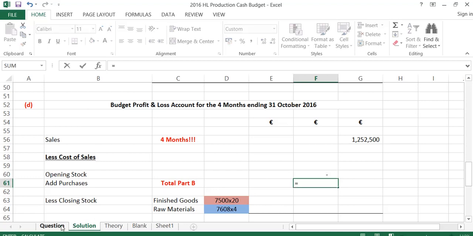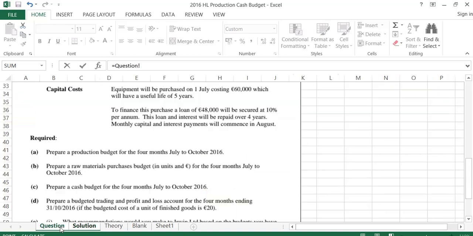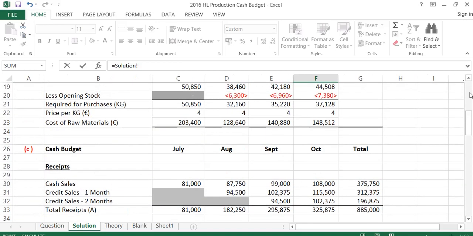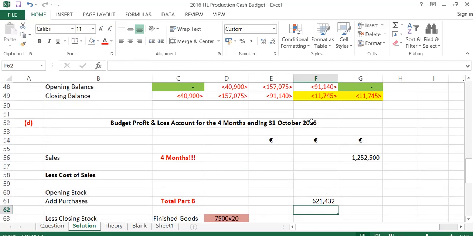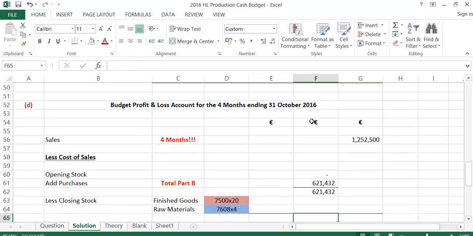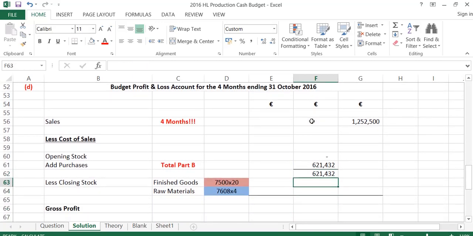For my purchases, I'm going to get from above here, from part B, which is 203,400 for July, August, plus September, plus October. Because they are in part B, I worked out the raw materials purchases for the 4 months. So I'm just going to add those to give me my total purchases, because that's what I purchased for the 4 months. So my opening stock plus my purchases gives me 621,432, and then I have to take away my closing stock. Now I have 2 different types of closing stock. There's finished goods and raw materials.